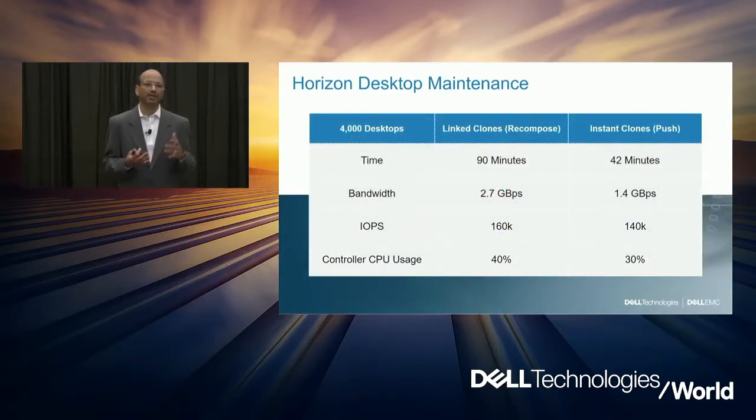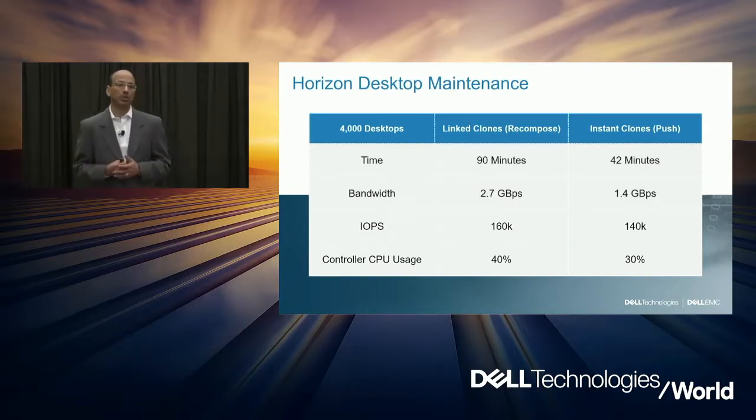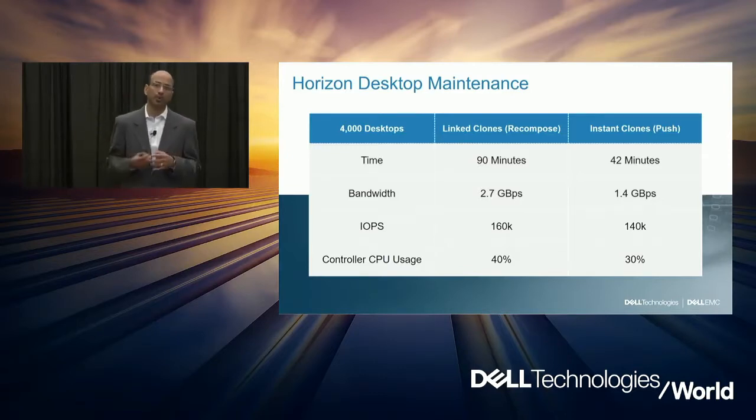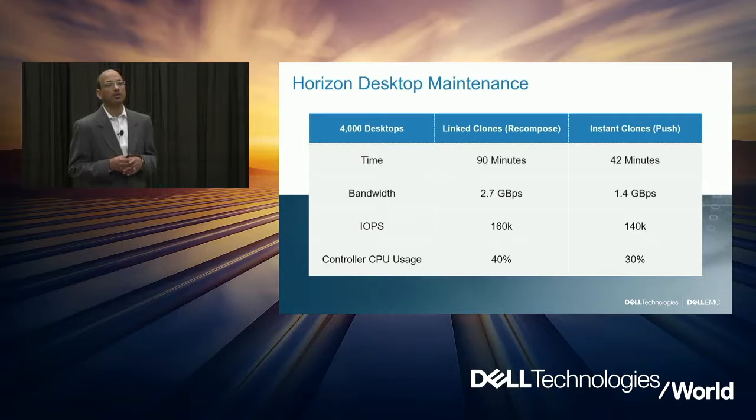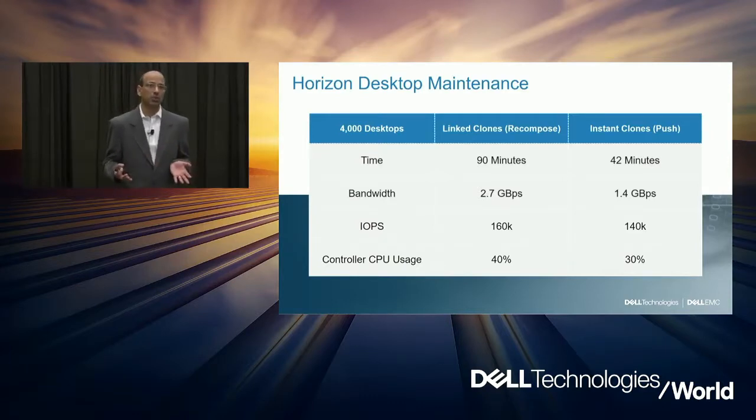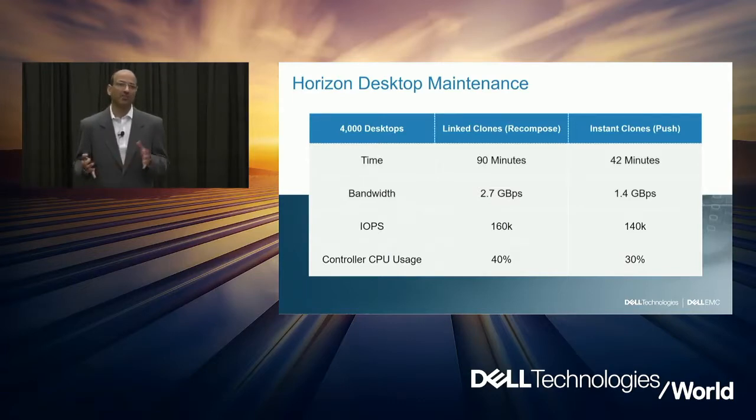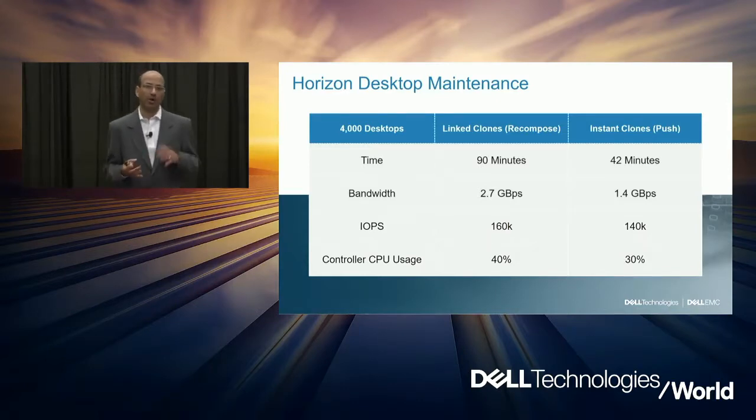Now, if we compare the link clone recompose and instant clone push, which are similar operations in terms of what they do, mainly updating the master image and then pushing those so that the link clones or instant clones can be created from there. We took only 90 minutes to recompose these 4,000 desktops, and remember, these processes are very, very storage intensive. As you can see, both of them were driving somewhere between 140,000 to 160,000 IOPS and 1.4 to 2.7 gigabytes per second throughput.